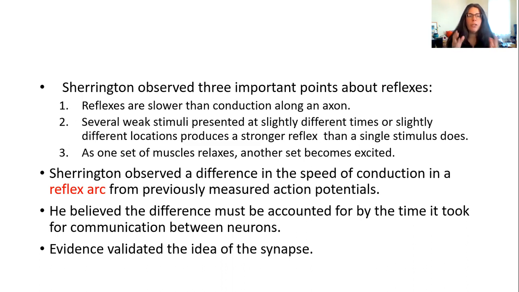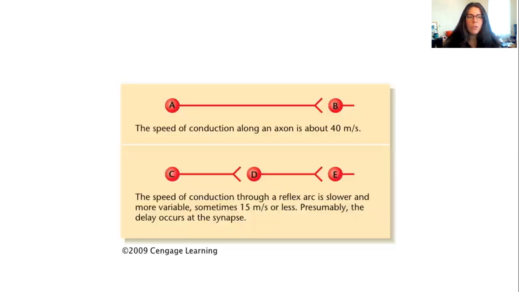So again, Sherrington observed a difference in the speed of conduction in a reflex arc from previously measured action potentials. He believed the difference must be accounted for by the time it took for communication between neurons. So what's happening at the synapse is what is causing the delay in time or the lag. So this was evidence that validated this idea of a synapse.